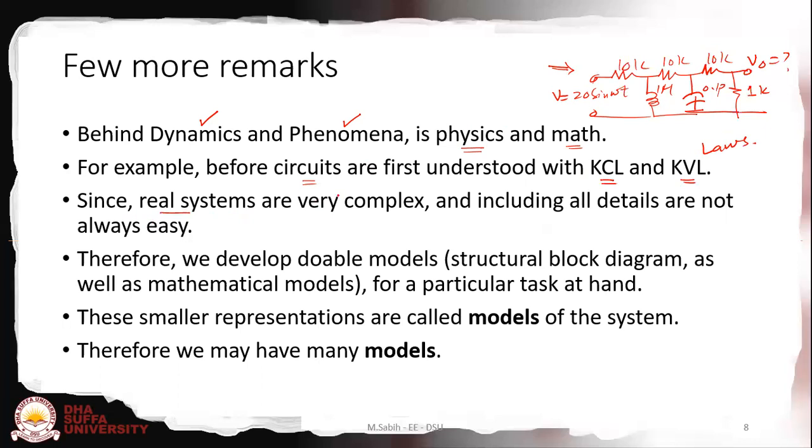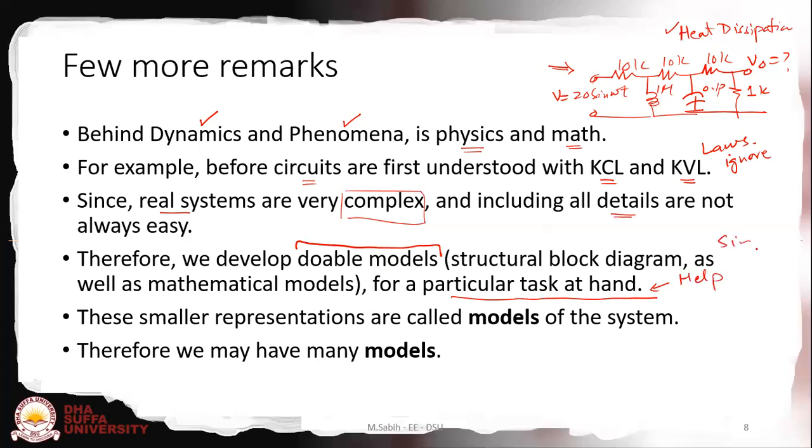So real systems are actually very complex, and sometimes including all the data. For example, इसमें जितना भी इसका the heat dissipation है वो हम ignore करते हैं. When we talk about KCL KVL, we ignore the thermodynamic effect or heat effect, right? So what we do is we focus on the doable models. अब doable models यानी कि ये simplified models हैं, वो models जो हमारे काम को आसान कर दें, ठीक है, they actually help us.